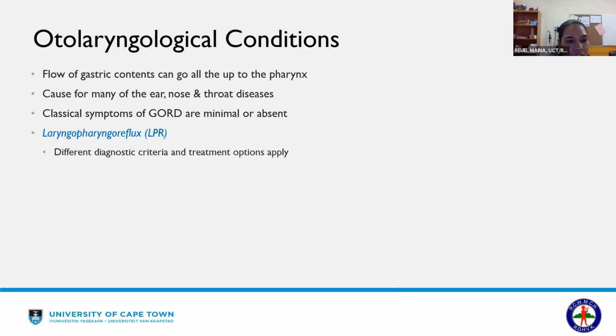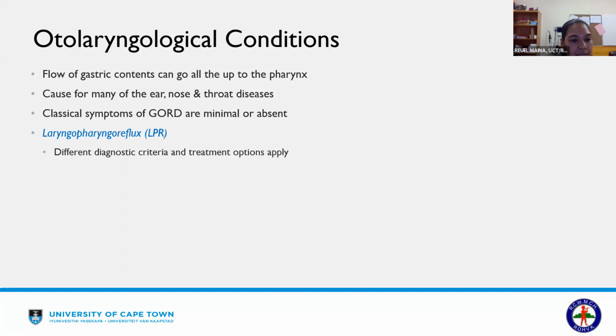The flow of gastric contents in reflux can go all the way up to the pharynx, and this is where the problem lies with laryngopharyngeal reflux, or LPR, as I'll call it from now on. It is a cause of many ear, nose, and throat diseases. The classical symptoms of gastroesophageal reflux disease are often minimal or absent in these patients. Some patients can have symptoms of vomiting and esophagitis, but most have minimal or absent symptoms.